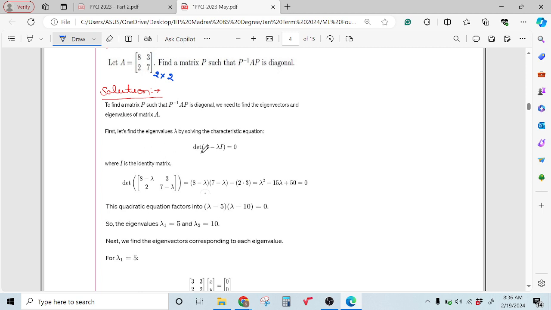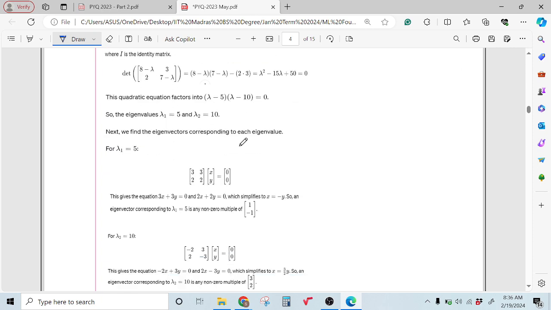First, let us find the eigenvalues lambda by solving the characteristic equation, which is the determinant of A minus lambda I, where I is the identity matrix. We calculate the determinant, and this quadratic equation factors into (lambda minus 5) and (lambda minus 10). So this results in eigenvalues lambda 1 equal to 5 and lambda 2 equal to 10. Next we find the eigenvectors corresponding to each eigenvalue. For lambda 1 equal to 5, we get this.